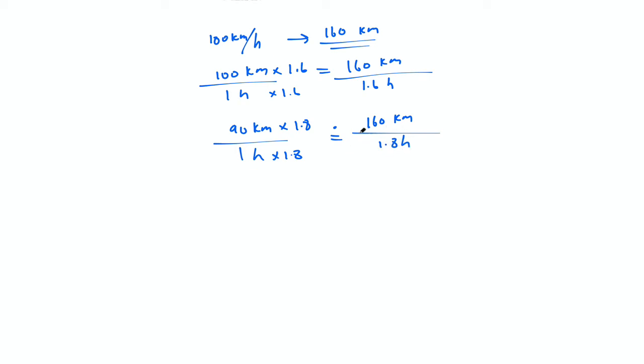Okay, so that means if she drove at this slower speed, it will take 1.8 hours minus 1.6 hours, which is 0.2 hours. It will take 0.2 hours longer if she drove at 90 kilometers per hour.